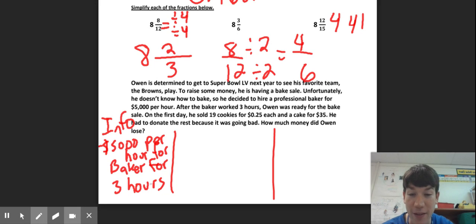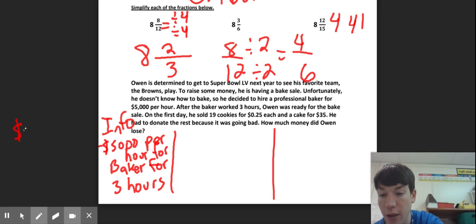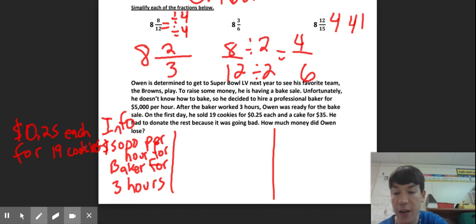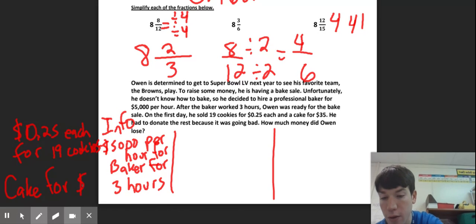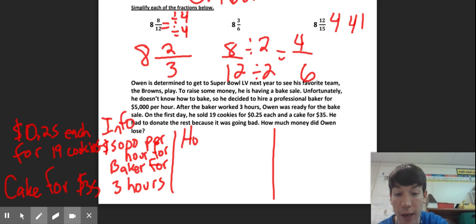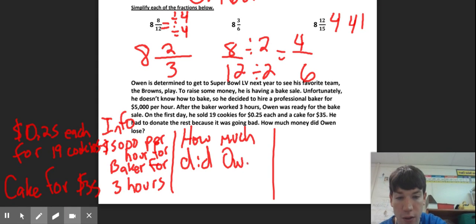Owen was ready for the bake sale. On the first day, he sold 19 cookies for 25 cents each. And he sold a cake for $35. He had to donate the rest because it was going bad. How much money did Owen lose?